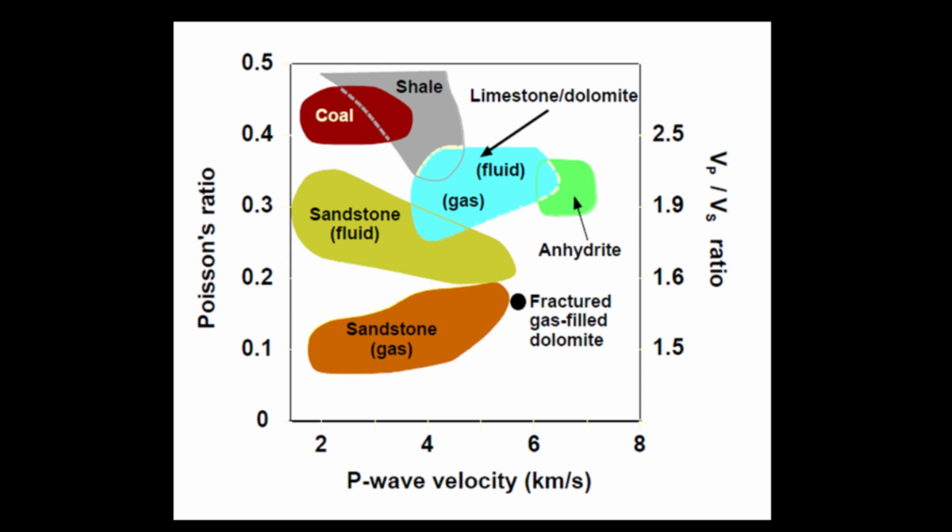Here we illustrate examples of P wave velocities, Poisson's ratio, and Vp-Vs ratio for various lithologies. This is a useful diagram for connecting the parameters we just described with lithology of rock formations.